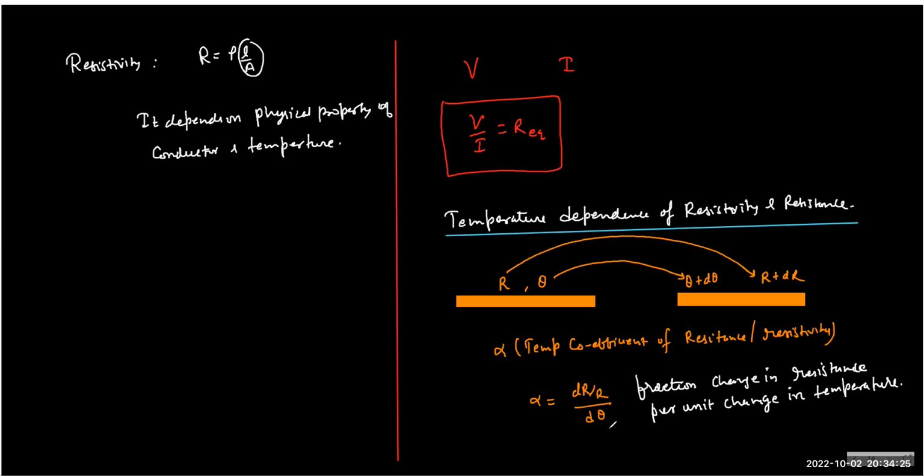Fractional change in resistance per unit change in temperature is called alpha. That's the actual definition, but you will see something really simplified, which I'll show you in a while. So alpha is easy to write. It is dR by R, which we write as alpha d theta.